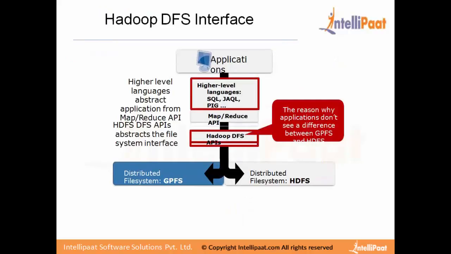Whatever the file system is underlying, there will be a layer called the Hadoop DFS API. Whatever application is running on top of this HDFS file system, it will be converted into a common DFS API, and it will play on the file systems. So irrespective of whatever applications you are running, whatever file systems are available at the bottom, it will run on the same one. This is the reason the application does not see the difference between the GPFS and HDFS file systems.